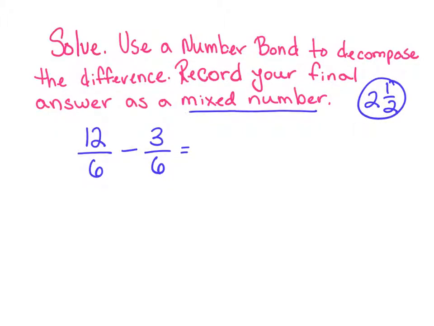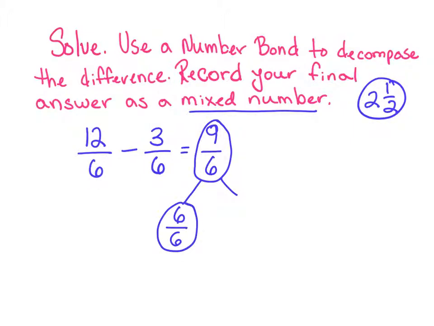All right, so 12/6 minus 3/6. We can solve this because our denominators are the same, and we're just going to subtract the numerators and keep the denominator the same. So 12/6 minus 3/6 is 9/6. All right, and now we're going to decompose it using a number bond. So 9/6, we are going to take a whole from that, and that becomes 6/6. And then we're left with 3/6.